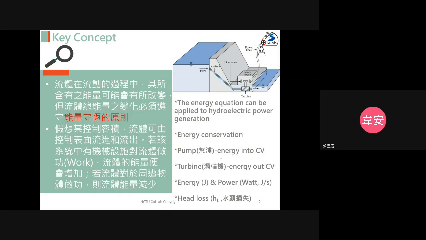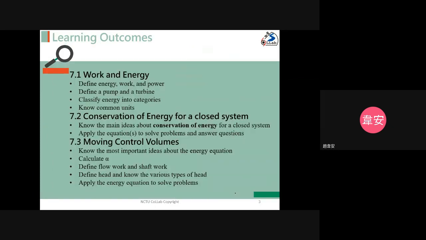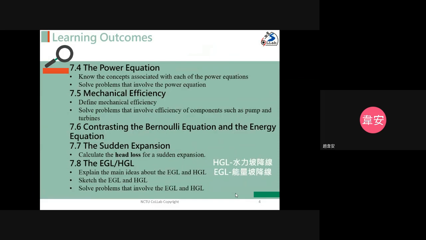And the most important thing inferred from this chapter is the head loss. We will introduce what the head loss is, and usually we use the parameter name HL.